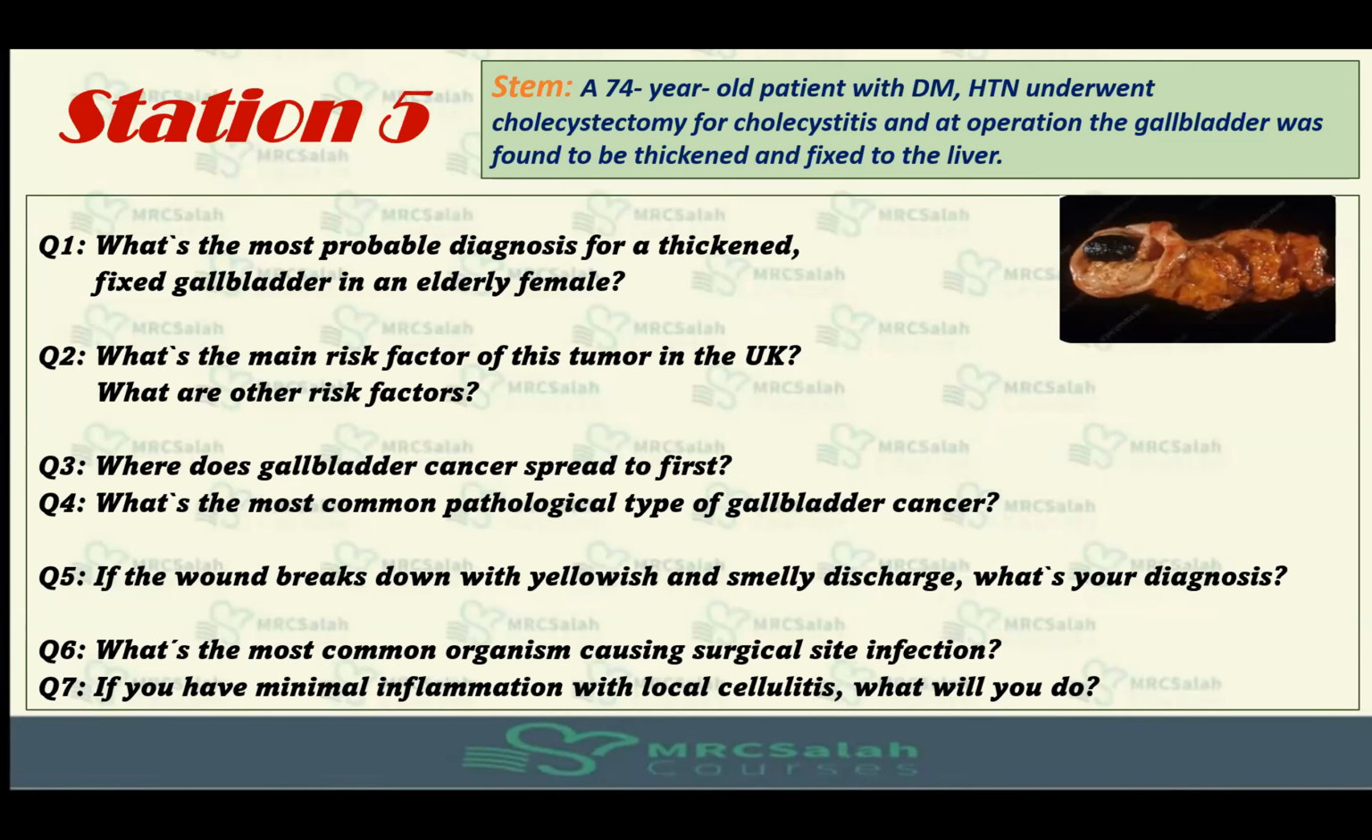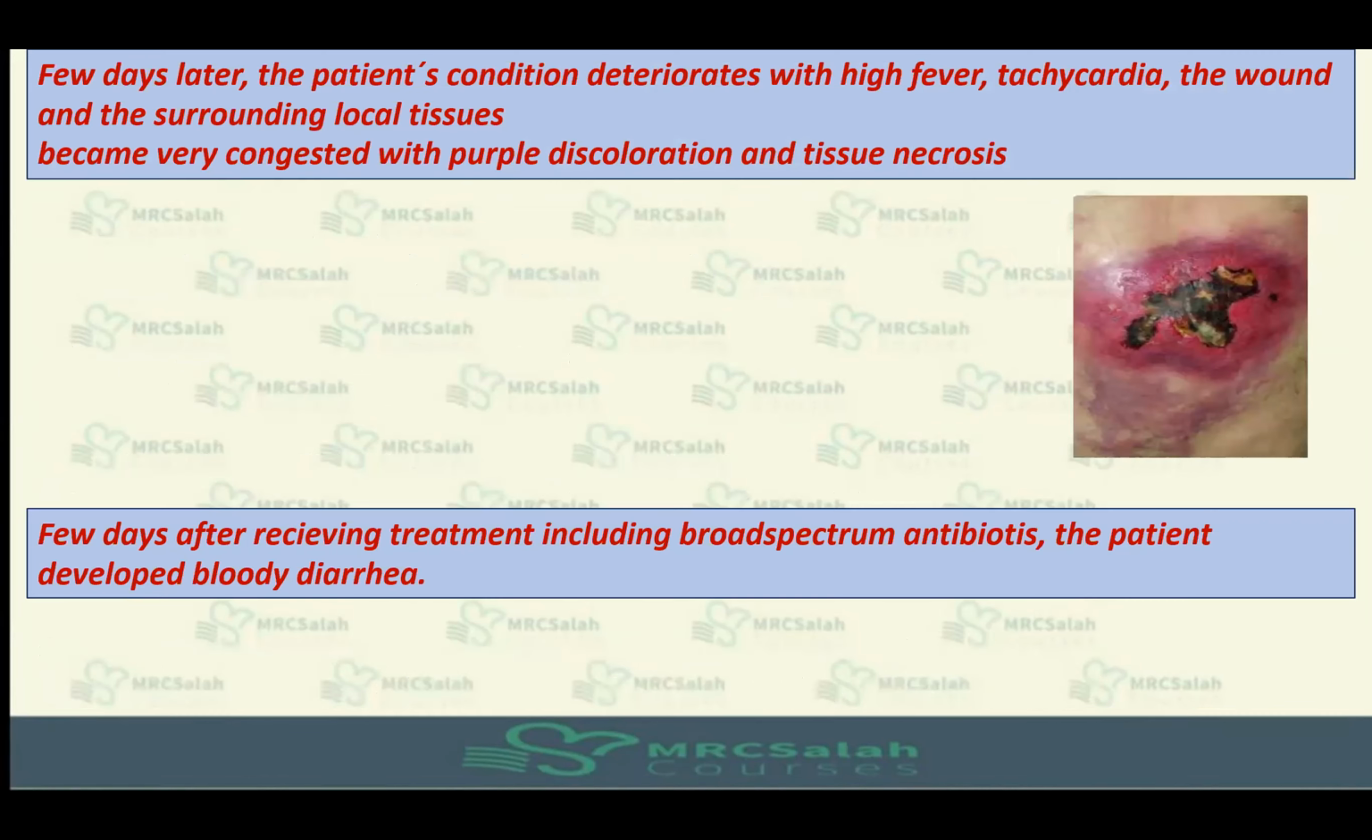Like question number 7: if you have minimal inflammation with no local cellulitis, and you have inflammation only around the wound, management is four things. Open the wound, take bacteriological samples, clean the wound, allow drainage. Then the question of ascites, as you discussed. He said it right. The idea is that it says no local cellulitis, so you don't have to mention antibiotics.